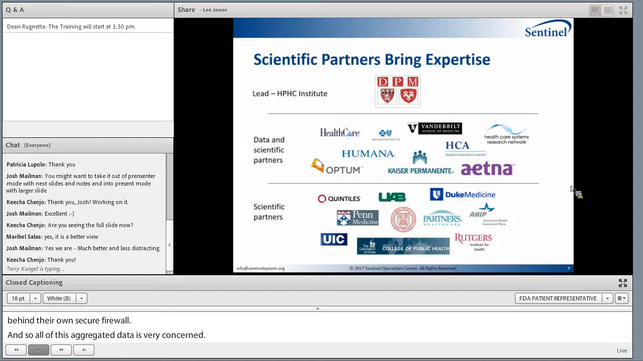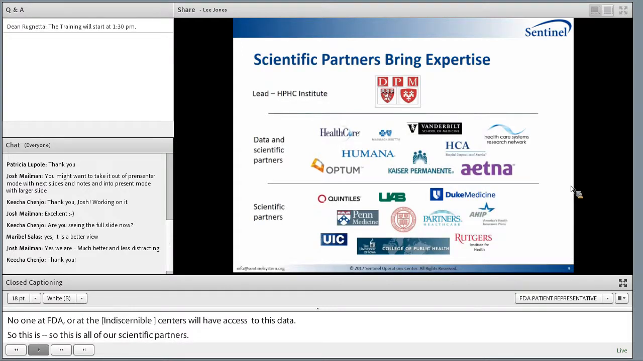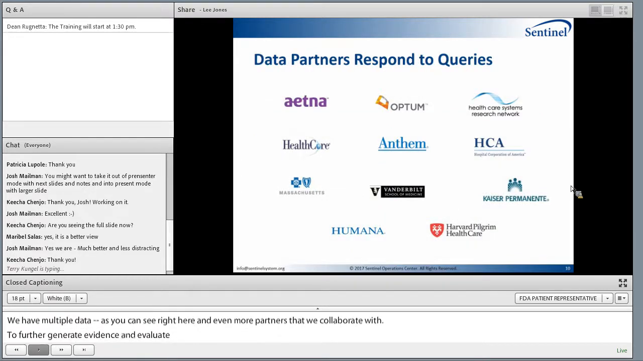So these are our scientific partners with FDA. The lead is the Harvard Pilgrim Healthcare Institute. We have multiple data and scientific partners that you can see there, and then even more partners and collaborators with whom we work to further generate evidence and evaluate drug and medical product safety issues that arise. These are a sampling of the data partners that we distribute queries to so that we can access each individual data partner's unique resources and unique populations that they cover.